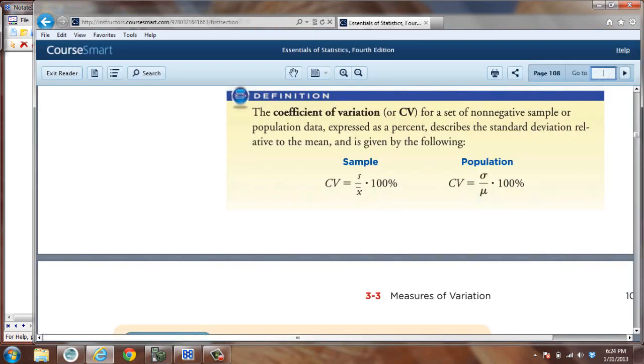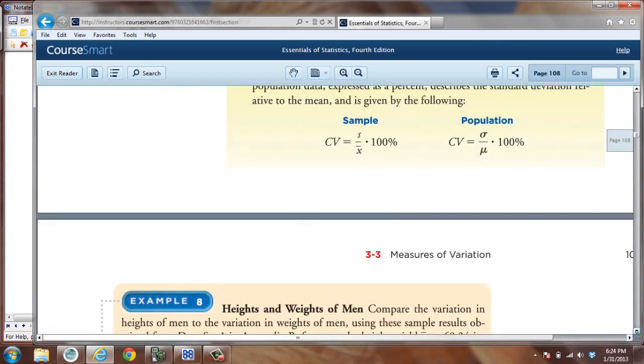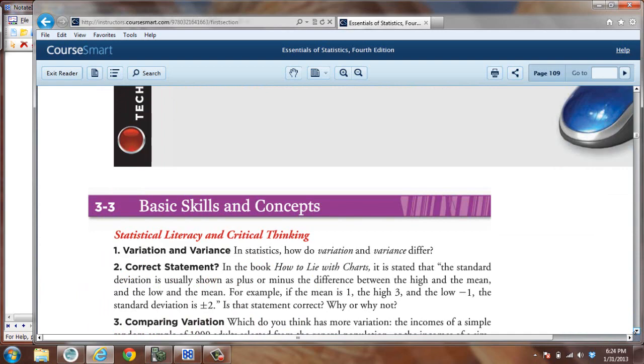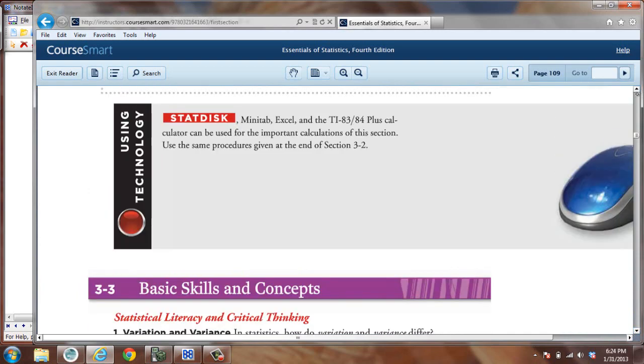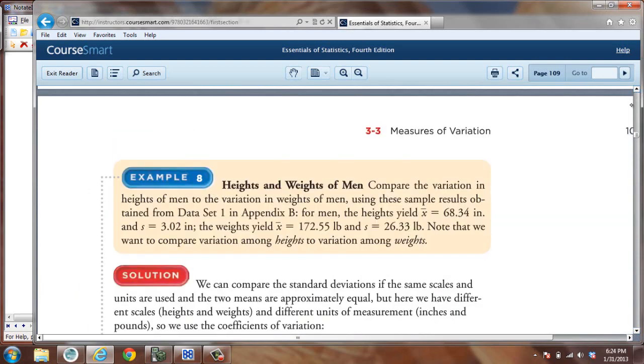Oops, I'm sorry, I'm trying to go to page 109. Oh, here it is, 109 in your textbook. Okay. And that is that example which we've gone over. So that is all about measures of spread.